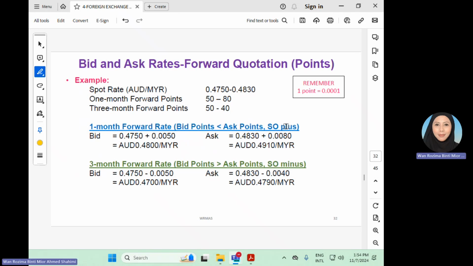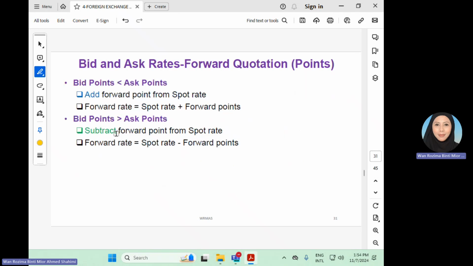Alright class? Okay, I'll repeat one more time. So we are talking about this. Let me highlight this, yeah? This one, 50 points, bid point 50, ask point 80. So 50 is less than 80, definitely. So back to the concept here, which is bid points is less than ask points because 50 is less than 80. So what do we need to do? Add. Add. The spot rate add with forward points.